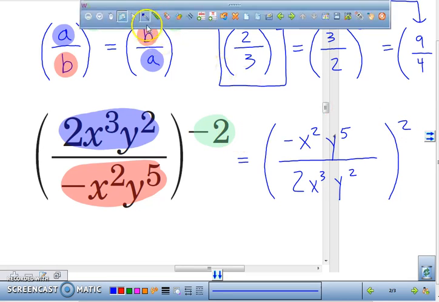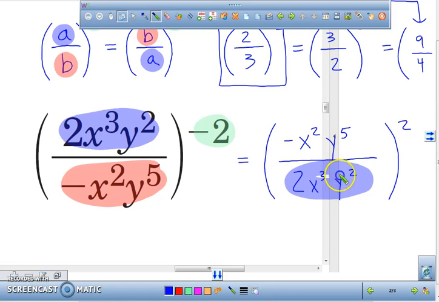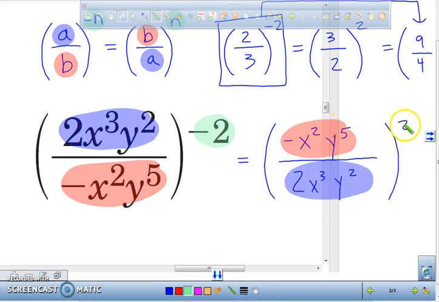So let me make sure you guys see the pattern here. This right here goes down. This right here goes up. And the exponent changes from negative to positive. So if you guys would please go and write that down in your journal, we'll go from there.